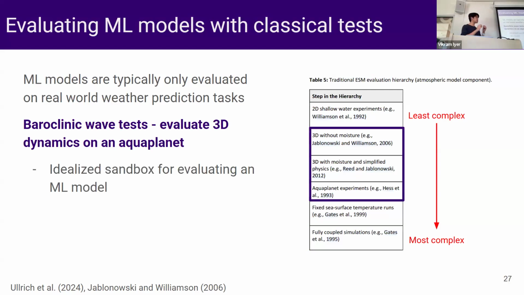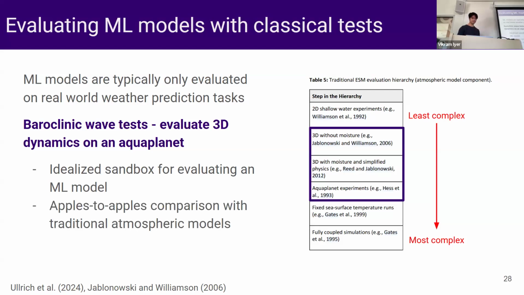But the important thing here is that we're doing this on an aquaplanet because it provides an idealized sandbox for us to test these models. By removing any dynamic ocean or any land atmosphere interactions, we're simplifying the problem so we can get a better sense of how the model behaves in an idealized setting. It also allows for more traditional apples to apples comparisons with our physics-based atmospheric models, because these types of tests are routinely run for these types of models during their developmental cycle. So we have existing runs of traditional models for these different types of tests.